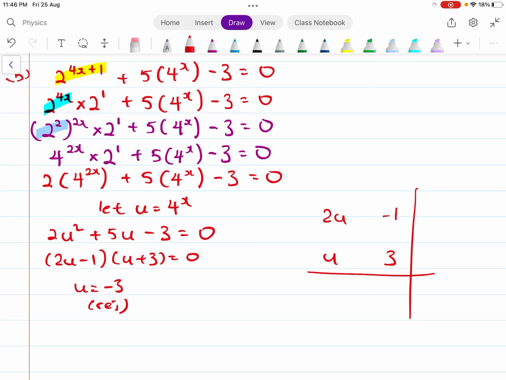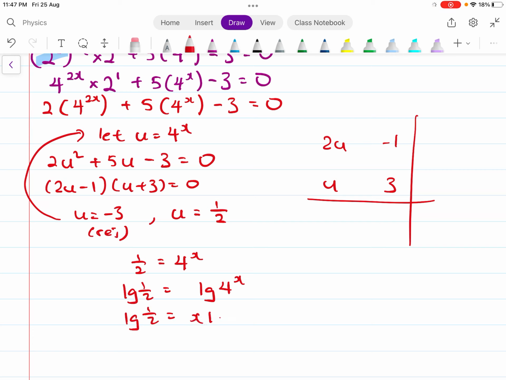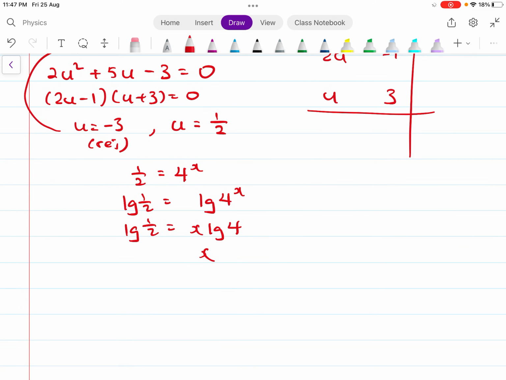Because later you want to let this thing go back to this, of course you want to log, so you cannot log negative 3. So u equal to half. So actually it is roughly similar to part A. So half equal to 4 to the power of x. So just log both sides, log half. Then this one is log 4 to the power of x. So the x you bring down using the power law. So it's equal to x log 4. Then after that, you can just continue on. Log half divided by log 4. So it's roughly negative 2. So that is how we solve this question.